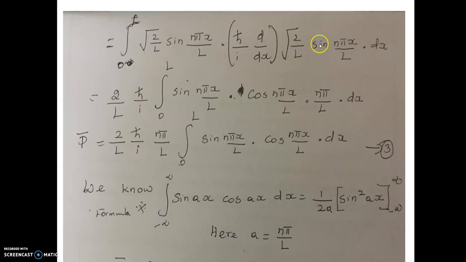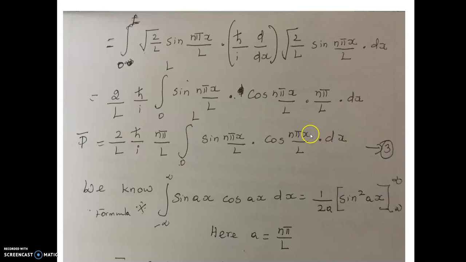When we differentiate this term with respect to x, because there is d by dx in front of this expression, this expression needs to be differentiated with respect to x. When we differentiate, we are getting cos n pi x by L into n pi by L into dx. This is also a constant term, it is taken out in the next part, and within the integral we have cos n pi x by L into sin n pi x by L into dx.